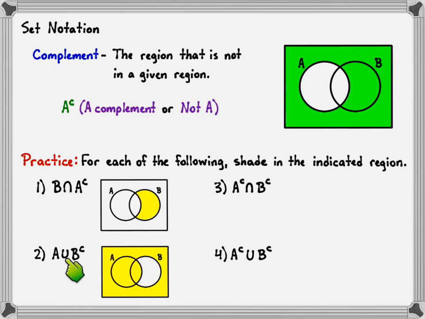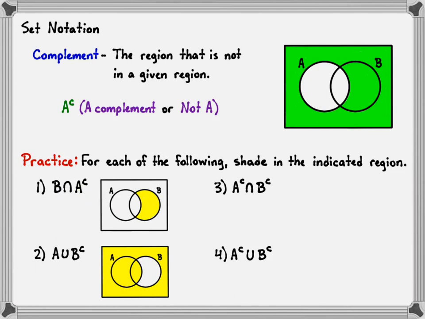So basically, if you see the word union or here, you're shading in both of these pieces. You're shading in the piece that is A, and you're also shading in the piece that is not B. Again, for the intersection, you're going to be erasing pieces, so you're only shading in the piece that both of these have.